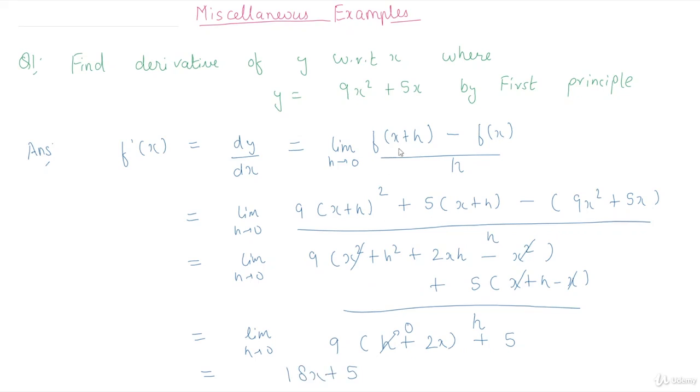Also, you can verify the result by using some of the properties which we have been discussing throughout the course. So you will calculate 9 times the derivative of x square, which is 2x. So this thing becomes 18x plus 5, as the derivative of x is 1. So we have even verified the correctness of our answer.